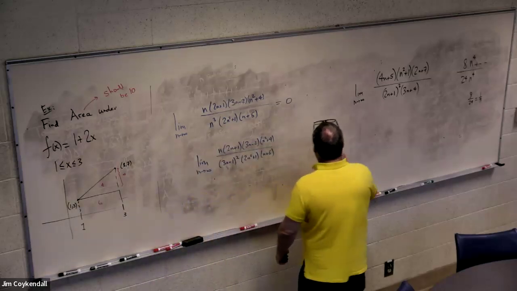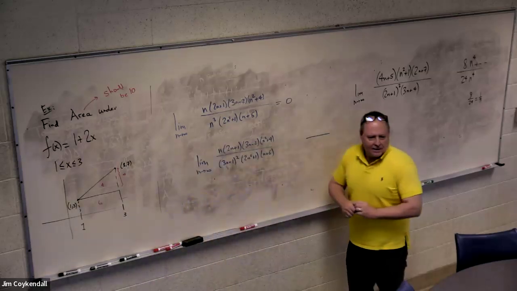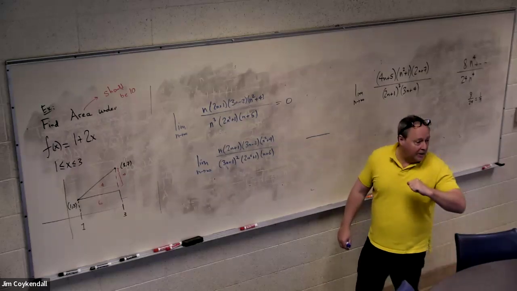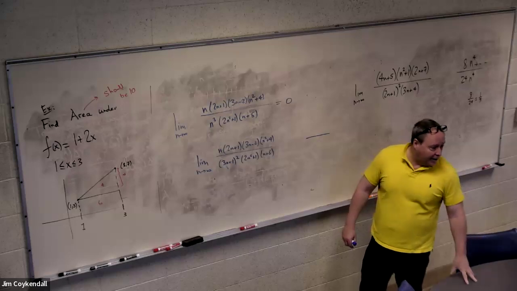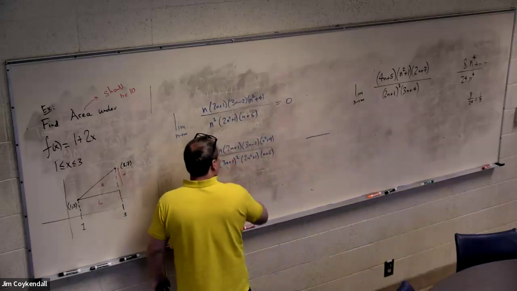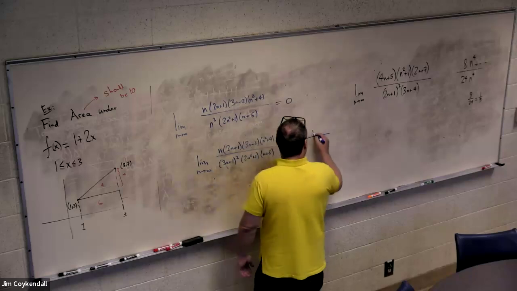What's the biggest conceivable power you can make on the top? Would everybody agree the biggest power on top is the fifth power? It comes from the square here, the first power here, the first power here. What's the coefficient of the n to the 5 power?